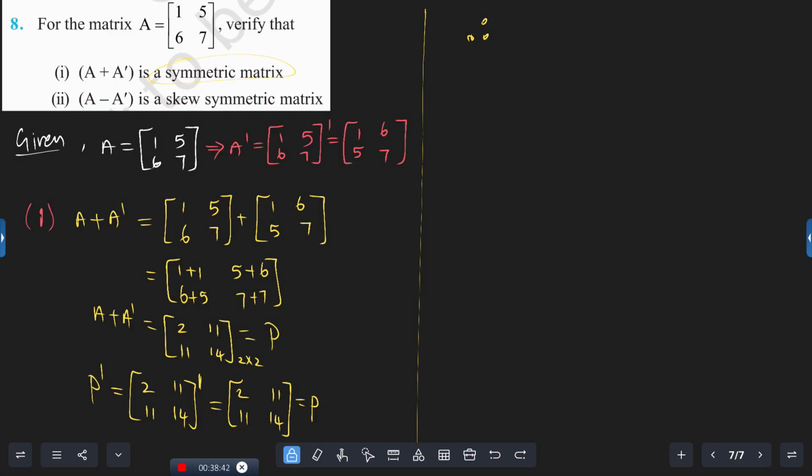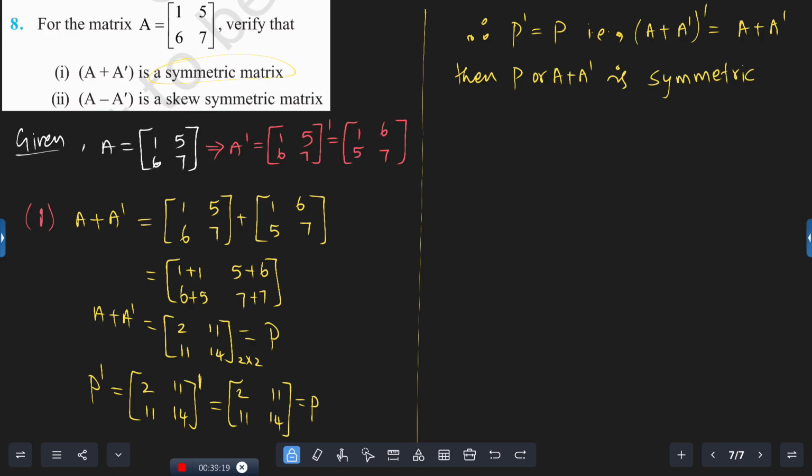P, or else you can mention A plus A dash whole transpose. P transpose equal to P, that is what it means. A plus A dash whole dash is equal to A plus A dash. Then P equal to A plus A dash, because both are equal, right? P or A plus A dash is a symmetric matrix.